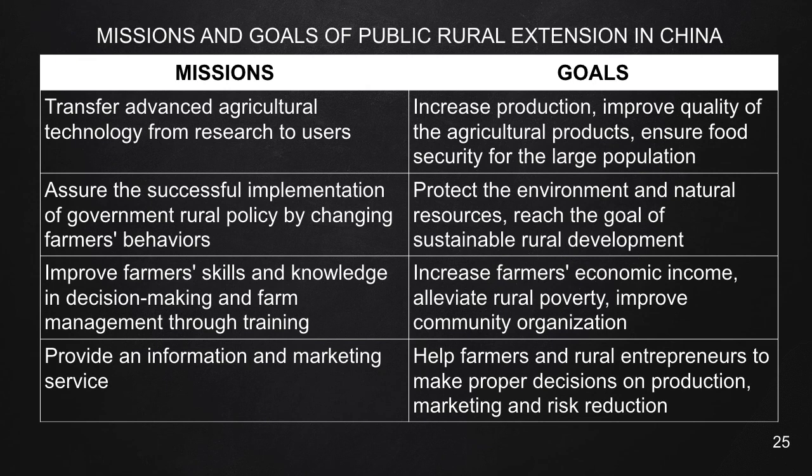Another mission is to improve farmers' skills and knowledge in decision making and farm management through training. The goal is to increase farmers' economic income, alleviate rural poverty, and improve community organization. And the last mission is to provide an information and marketing service, the goal of which is to help farmers and rural entrepreneurs to make proper decisions on production, marketing, and risk reduction.